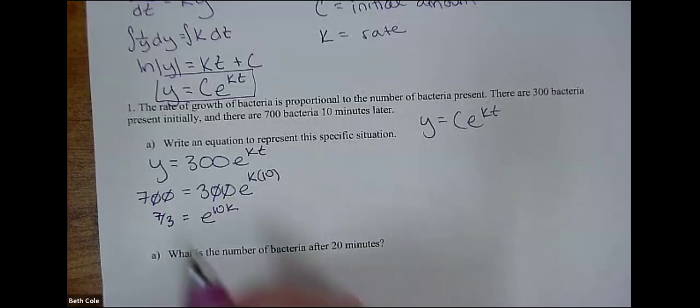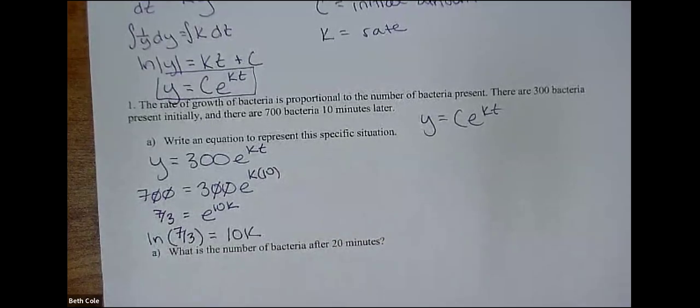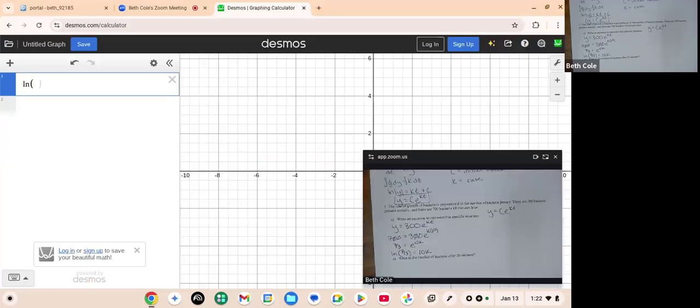To get rid of e, you're going to do ln. So ln 7/3 equals 10k. I'm going to share my screen, and here's where you're allowed to use your computer. We're all going to type this together to get our k value. You're going to type ln of, oops, I didn't bring up Desmos yet. Give it a second, it's just being slow. This is not a very powerful computer. All right, ln parentheses 7/3.